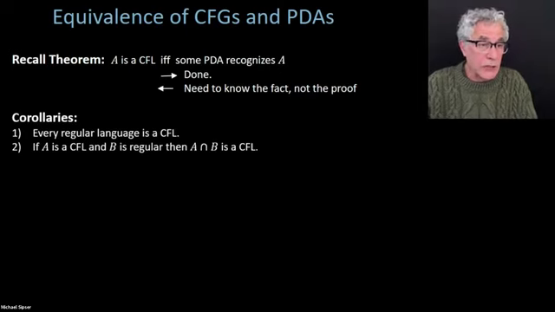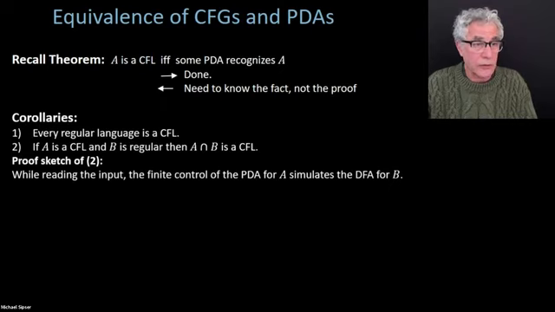But anyway, the intersection of context-free and regular is context-free. You might ask, what about the intersection of context-free and context-free? Do we have closure under intersection? The answer is no. We do not have closure under intersection. We'll talk about that shortly. So here's the proof sketch.